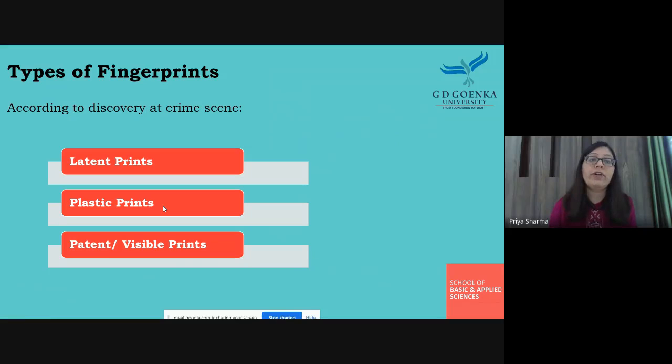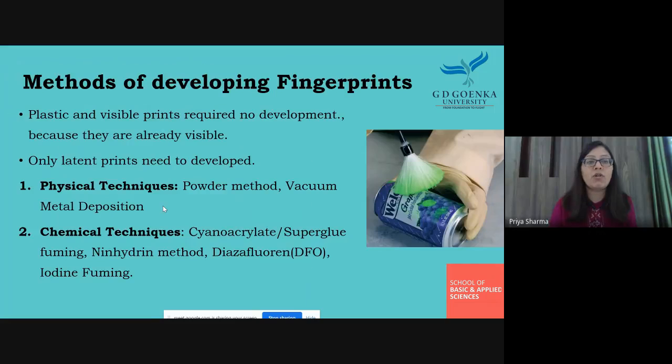So there are different types of fingerprints, like I told you. Latent prints, which are not visible with the naked eye; plastic prints, which are 3D in nature, pressed into some kind of soft material, so we can cast those prints from the crime scene; and patent prints, which are visible, like blood stain prints, so we can simply photograph them. In case of latent prints, we have to use different development methods, physical or chemical techniques, like the powder method you can see in the picture.